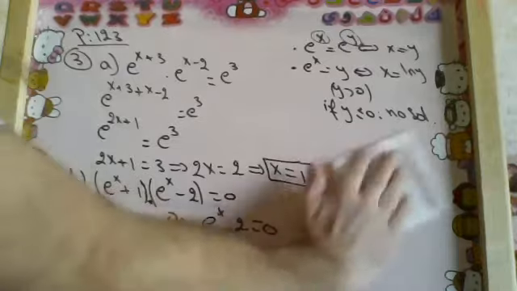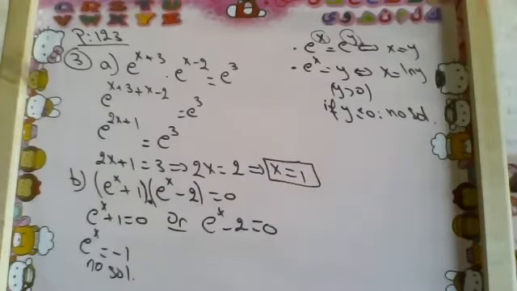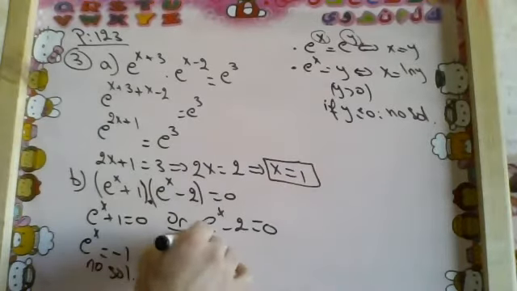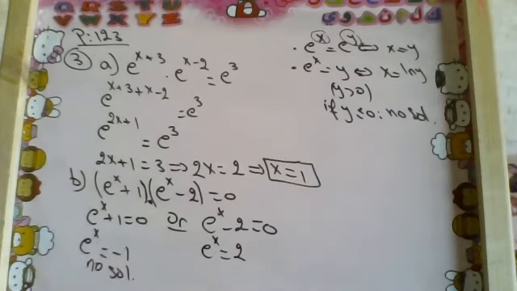e to the x equals... e to the x equal to 2. Then what is x? It is accepted because it is greater than 0. Okay, it has a solution. x is ln 2.